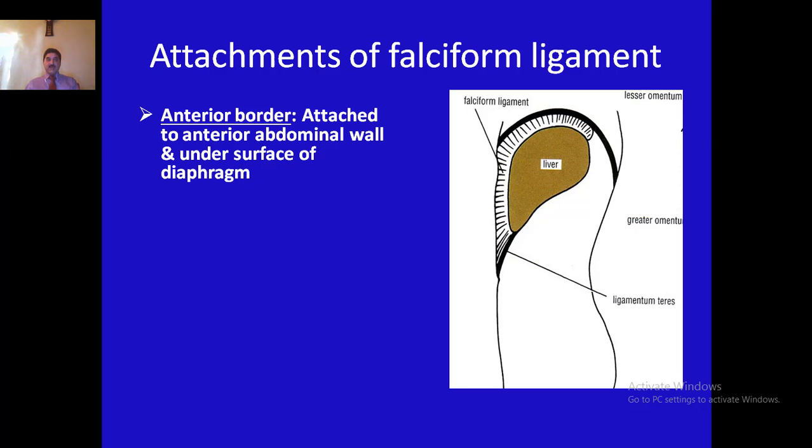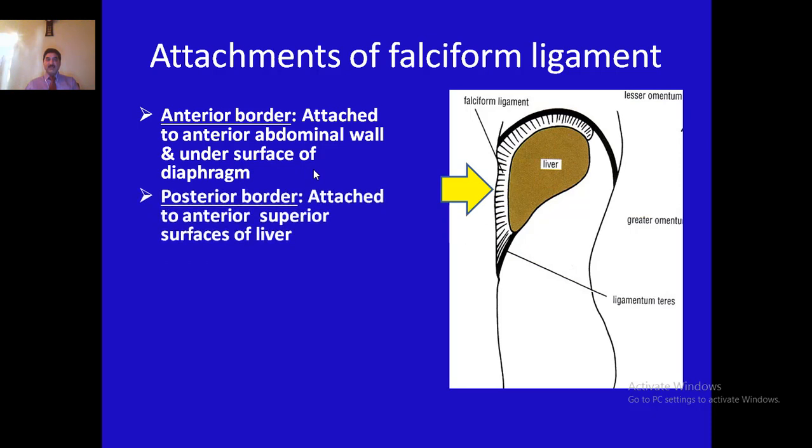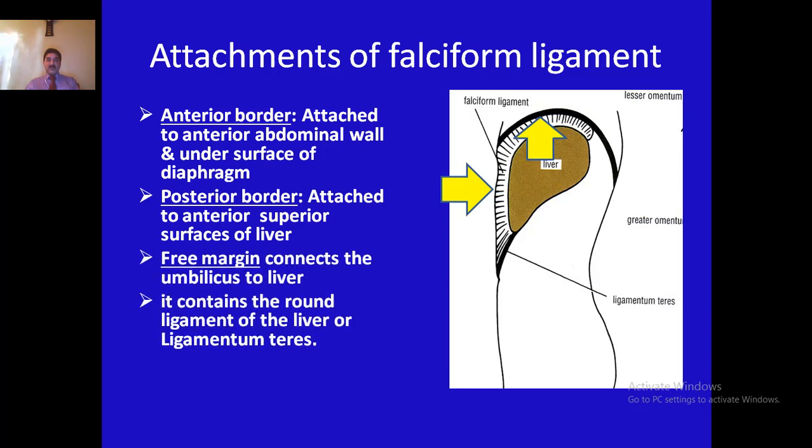The anterior border is attached to the anterior abdominal wall and the undersurface of the diaphragm, as shown by these arrows. The posterior border is attached to the anterior superior surface of the liver. It has a free margin which connects the umbilicus to the liver. It contains the round ligament of the liver, or ligamentum teres hepatis, in the free margin.